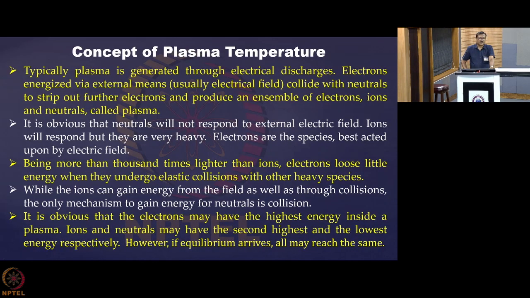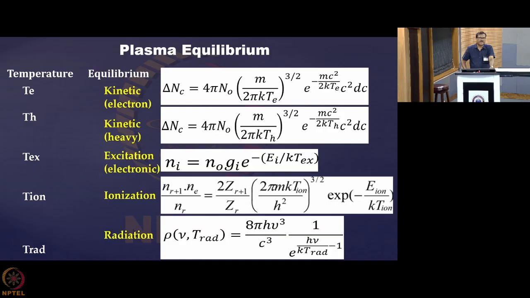Now, regarding the plasma temperature, you know that there are different kinds of equilibrium that exist inside the plasma. So there are kinetic equilibrium, then excitation equilibrium, then ionization equilibrium, radiation equilibrium. These things I have elaborately told in the classes. So the respective temperatures are Te, the electron temperature, TH, the heavy species temperature, Tex, the excitation temperature, Ti, the ionization temperature, and Trad is the radiation temperature. And the corresponding equations where these different temperatures fit in are shown over here.